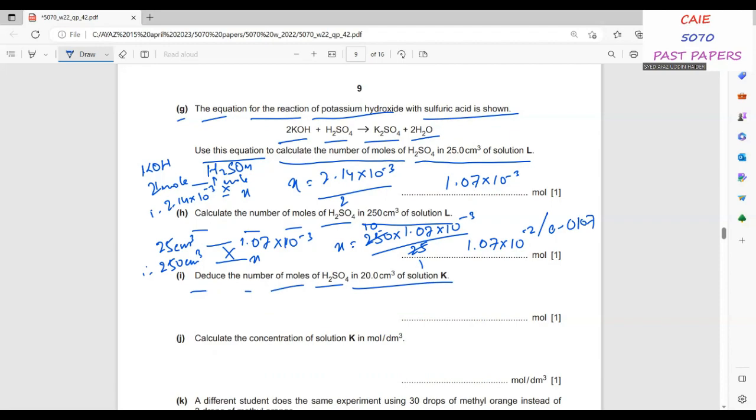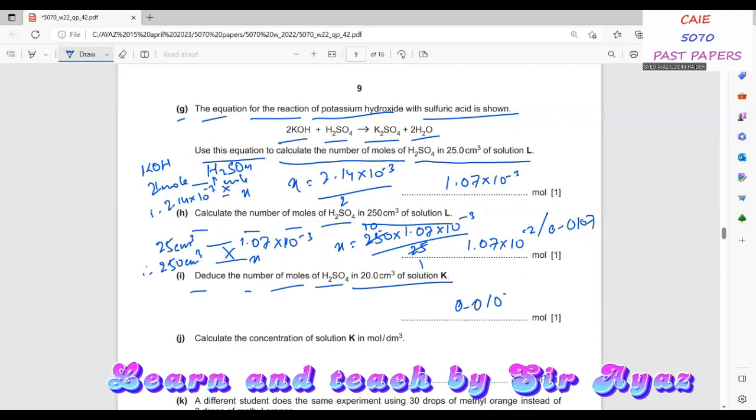Deduce the number of moles of H2SO4 in 20 centimeter cube of solution K. So it must be the same, because 20 centimeter cube of solution K is added to 250 centimeter cube. So the number of moles will be the same, 0.0107.